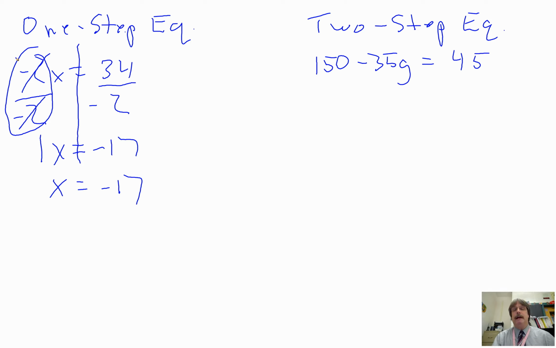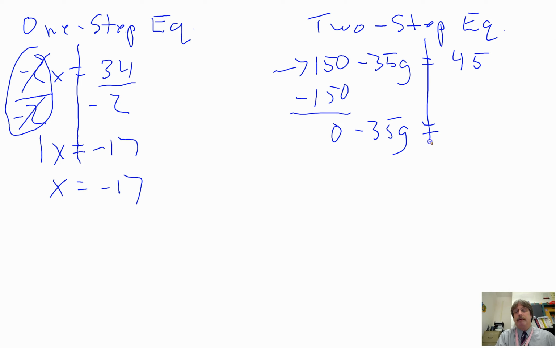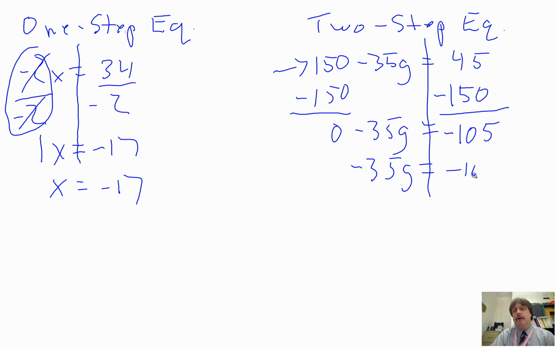When we look over here at two-step equations, we have two things that we have to do. We have to get rid of the constant, so that's the first step. So this is a positive 150, so I'm going to subtract 150. 150 minus 150 gives me 0, so 0 minus 35g equals, and then what I do on this side, remember, what I do on one side of the equation I have to do on the other? Well, I have to subtract 150 over here also. 45 minus 150 is going to give me a negative 105.